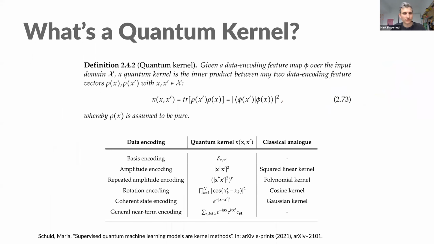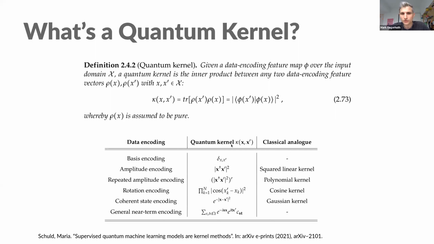We can now straightforwardly move this into the quantum realm, where the data encoding feature map phi is defined by the way that we encode our data into quantum states. We then compute the kernel kappa of two data points by again taking the inner product, but in this case of two quantum states, phi x prime and phi x.